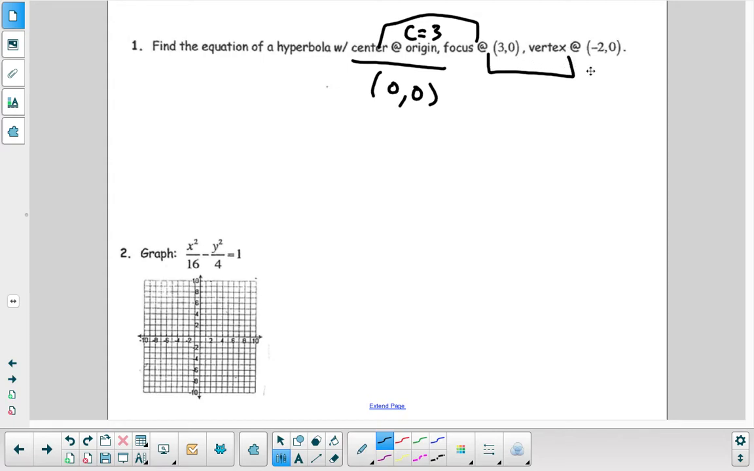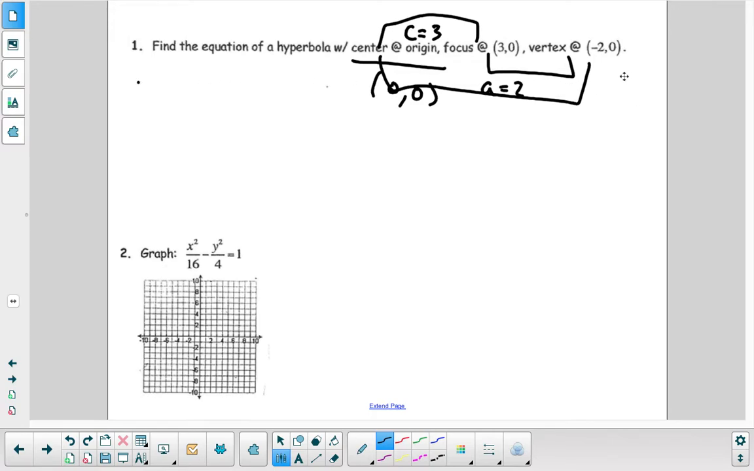And then the vertex is going to be A away from the center. And 0, 0 to negative 2, 0, that's a distance of 2. So A is equal to 2. You know this is A because it's a vertex. If I said this was a co-vertex, then B would be equal to 2. So just laying that out there. And we can start throwing some stuff into the equation.